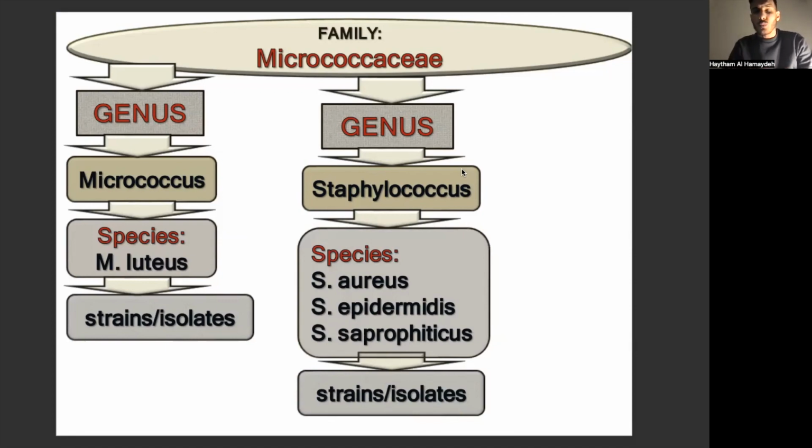So we started with this family called Micrococci. It has two genera within it, Micrococcus and Staphylococcus. The Micrococcus species that they want us to focus on is Micrococcus luteus, and the Staphylococcus genus contains three main species that we're going to study: Staphylococcus aureus, Staphylococcus epidermidis, and Staphylococcus saprophyticus.